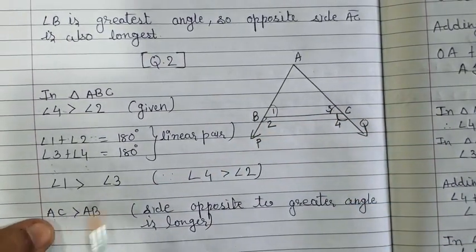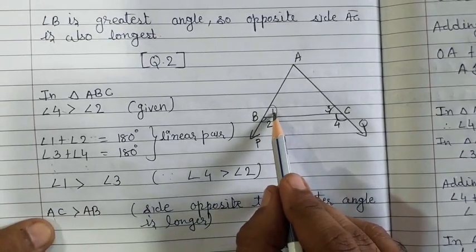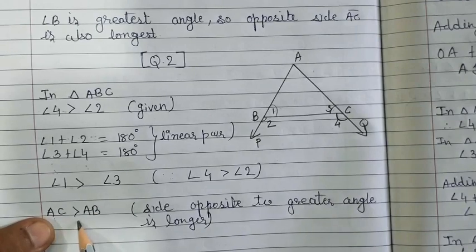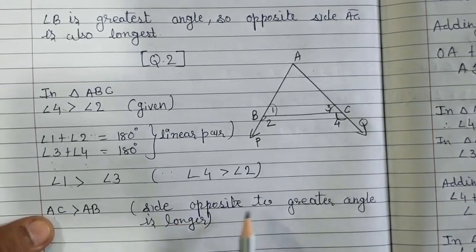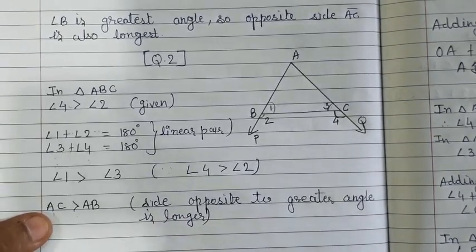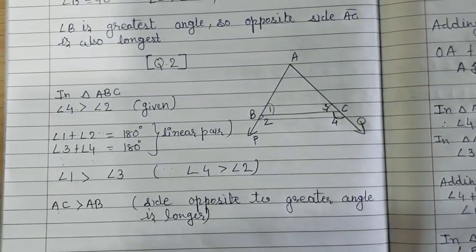So if this angle is bigger, this angle is larger, so the opposite side, that means AC, is also larger. So AC is greater than AB. The side opposite to the greater angle is longer. So here question number 2 is finished. Now let me move towards question number 3.